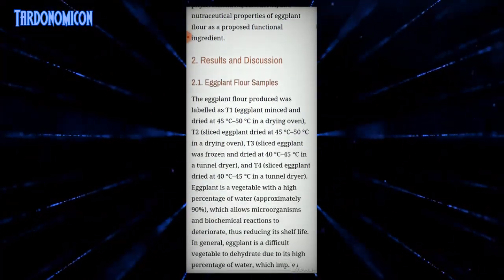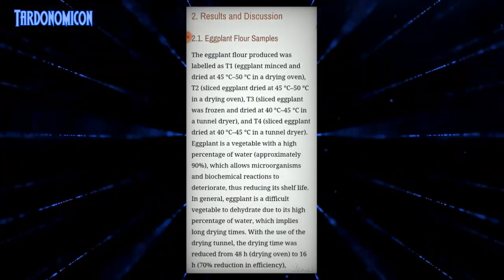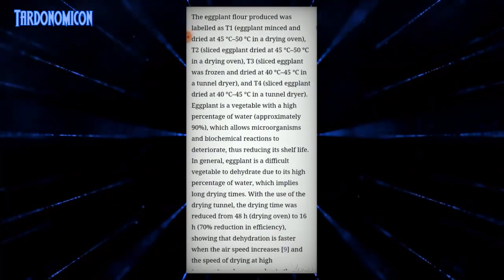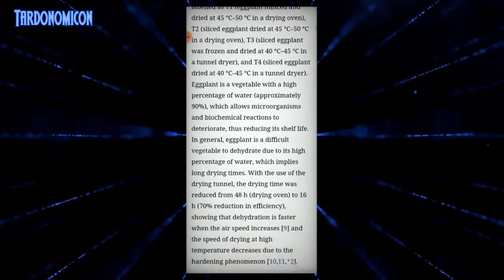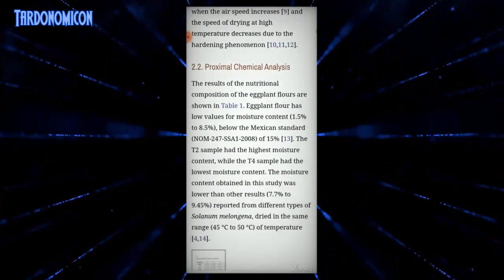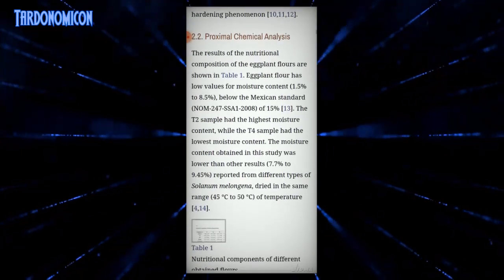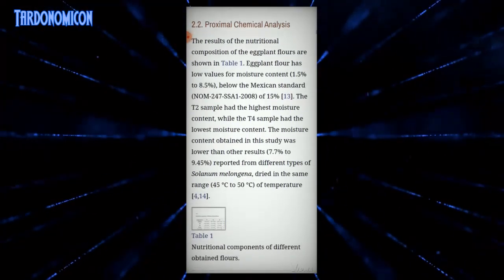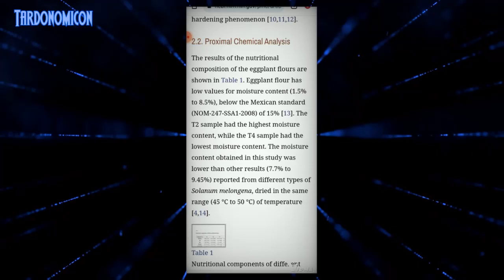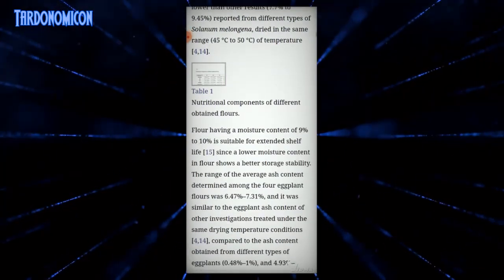Okay, eggplant flour produced, labeled eggplant minced and dried, which implies long drying times. The results of the nutritional composition of the eggplant flours are shown in Table 1. Eggplant flour has low values of moisture, below the Mexican standard.